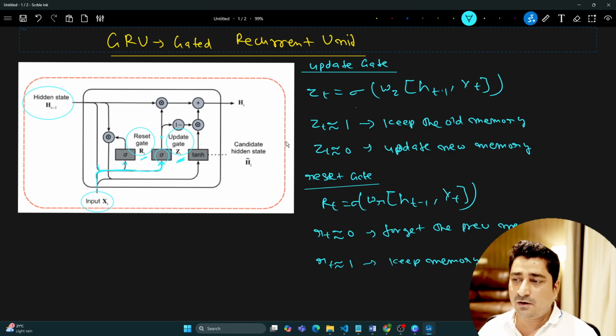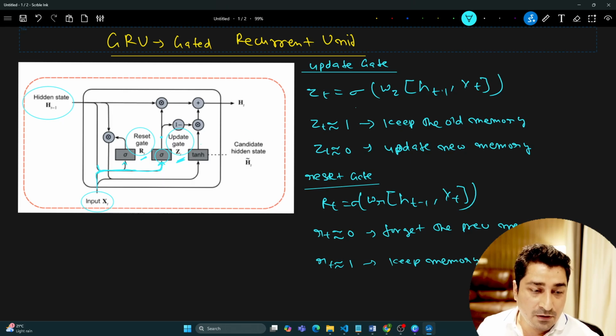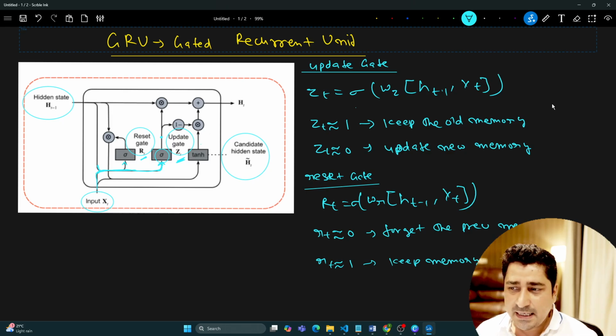So we have two gates, the update gate and the reset gate, so just two gates over here. In the case of an LSTM, we had three gates. Now there is another component that you will find, which is the candidate hidden state.